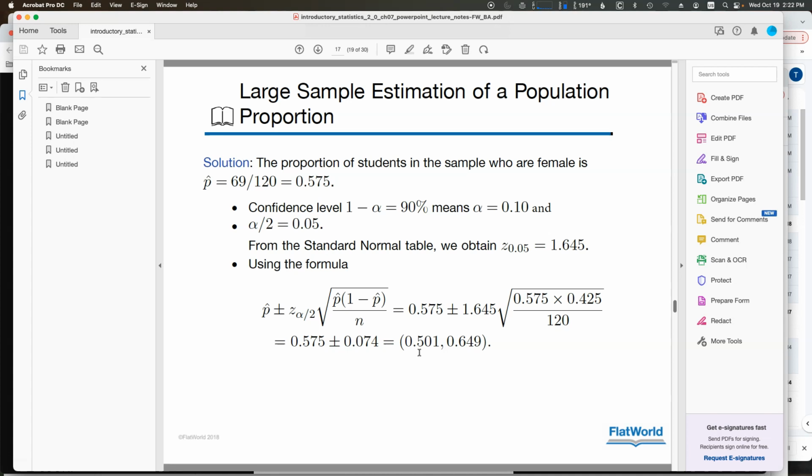120 students that I know a great deal about. I know how many are female and how many are not. And now I can speak with some confidence about the population of the college. With 90% confidence, I can say my campus is overwhelmingly female. At least a simple majority is female.